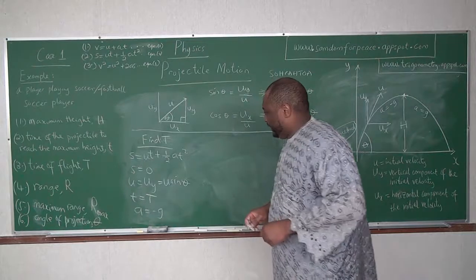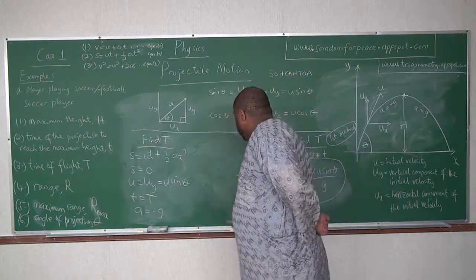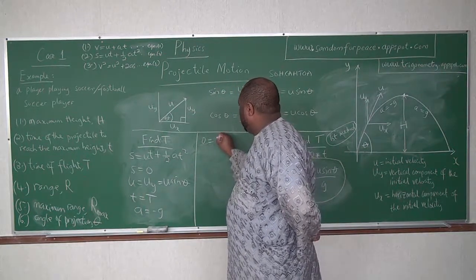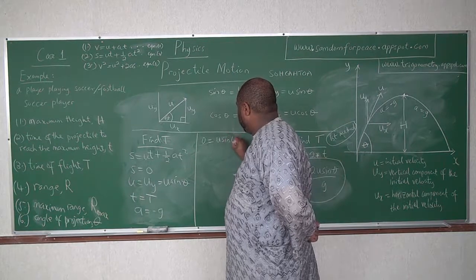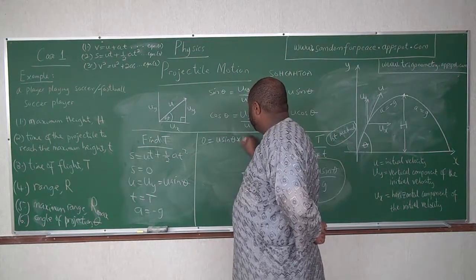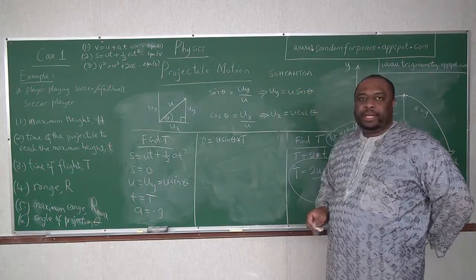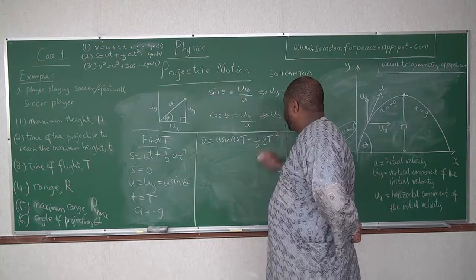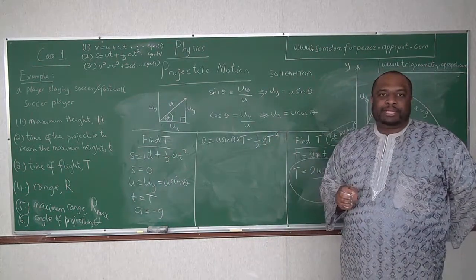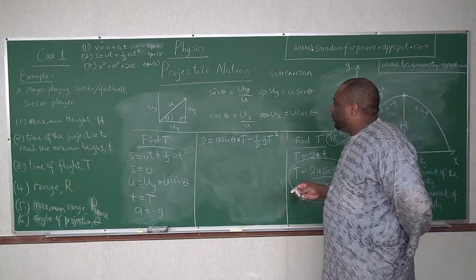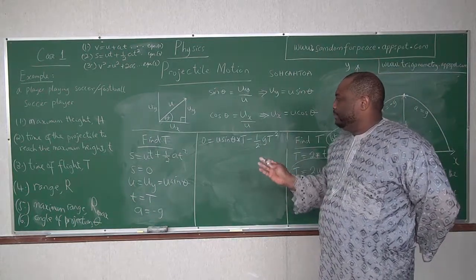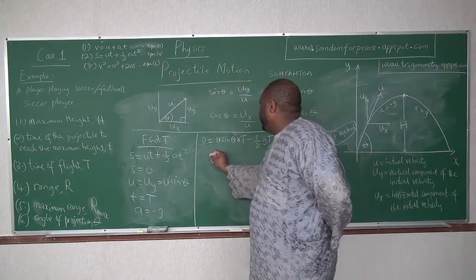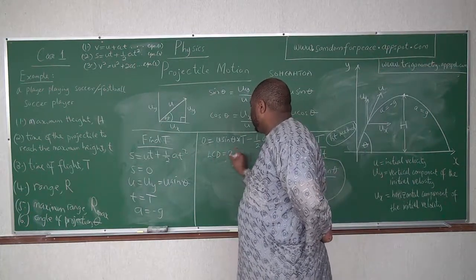So this means that we now have 0 is equal to u sine theta times T, minus half g T squared. So can we multiply everybody by the LCD, by 2? Multiply everybody by 2. Let's not deal with fractions.